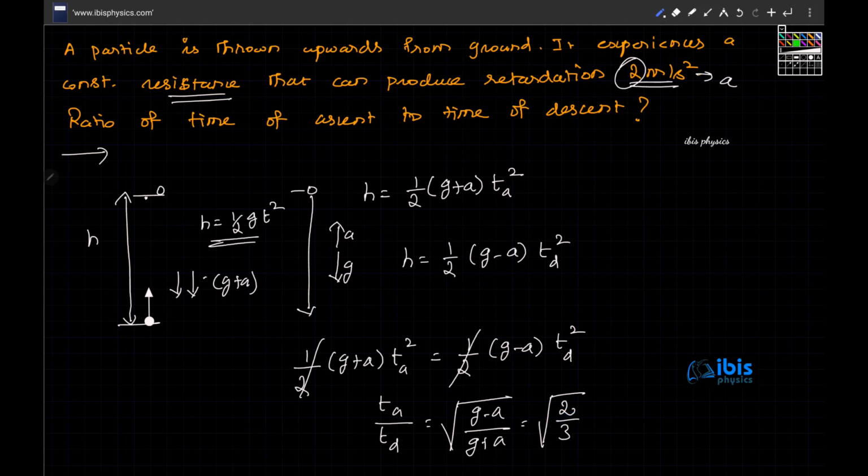Since 2 by 3 is less than 1, time of ascent will be less than the time of descent, because while coming down, effective retardation is less than g, while going up, effective retardation is greater than g. So it gets up quickly to the highest point and it comes down slowly when it comes down with a resistive force.